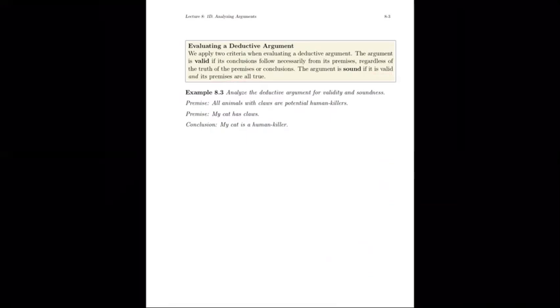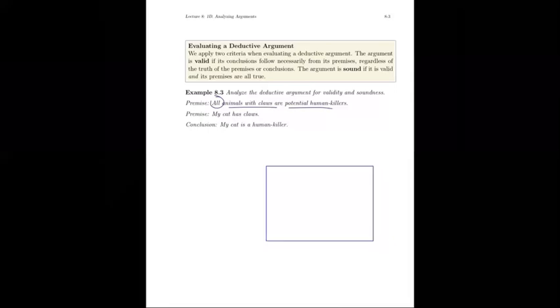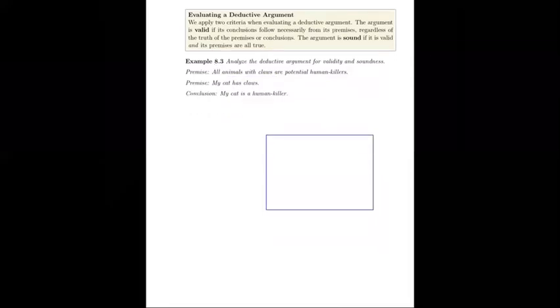So we're asked to analyze the deductive argument for validity and soundness. The easiest way to do this is with a Venn diagram. Okay, all animals with claws are potential human killers. Why are we motivated to assess this with a Venn diagram? Because we have a categorical proposition. All animals, right? We're starting off with the word all are something. So now we can use that categorical proposition to set up a Venn diagram. So it looks like animals with claws are human killers, one set within the other in our all situation.